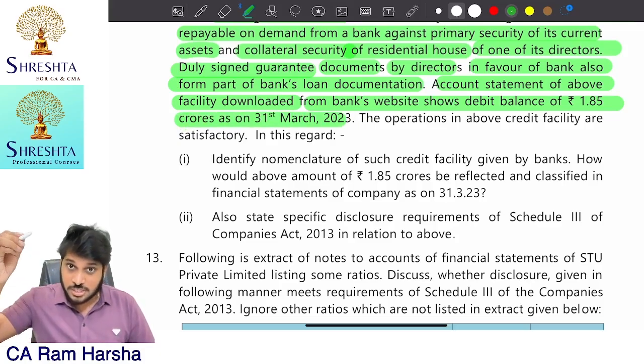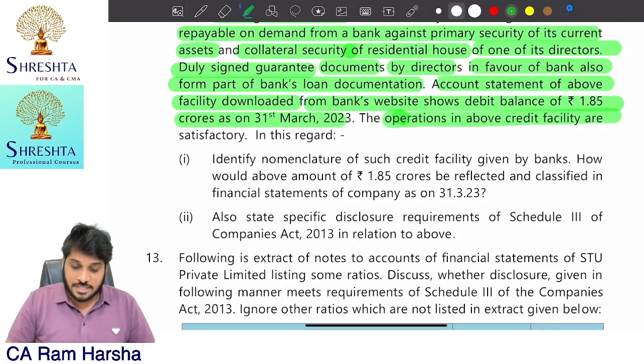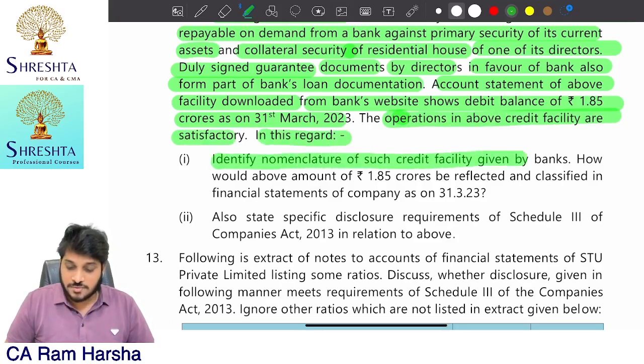Bank books of accounts debit balance means we have to pay. The operations in the above credit facility are satisfactory. In this regard, identify nomenclature of such credit facility. It's a cash credit or overdraft facility.